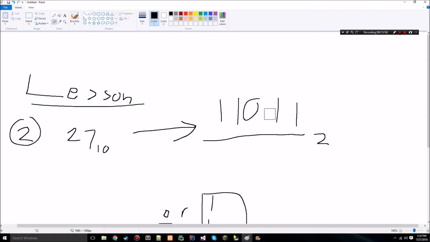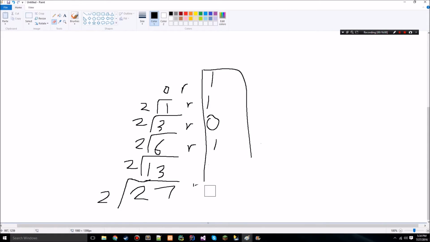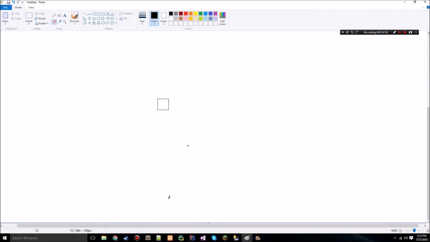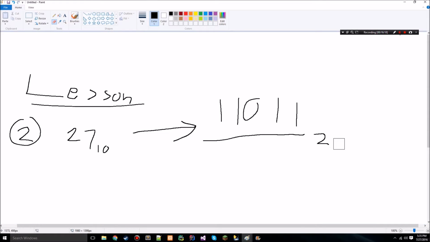Alright, so we reviewed that. That is 1 plus 2 plus 8, so we get 11, plus 16, and we get 27. So now let's do my favorite method, the remainder division method, my preferred method. Alright, this time let's do a decimal and make it into a hexadecimal. That should be fun.